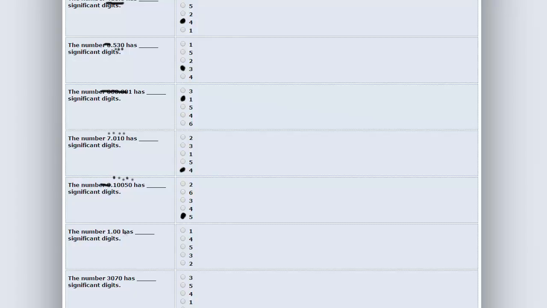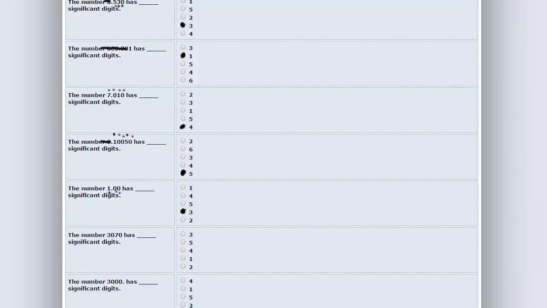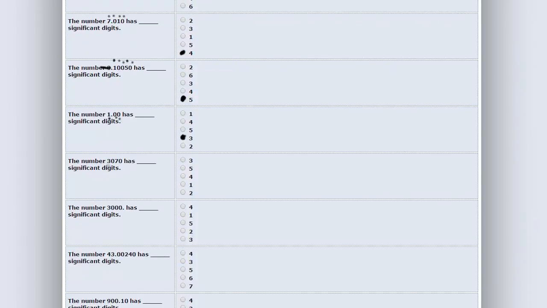The number 1.00 has 3 significant digits. 1, and then both of these zeros are significant because they come at the end of the number and to the right of the decimal point. But this number 3070, look at this number. Right there, those 2 digits are significant. That 0, because it's between the numbers, is significant. But this 0, yes, it is at the end of the number, but it is not to the right of the decimal point. So it is not significant. And there's no decimal point there. So there are only 3 significant digits there.